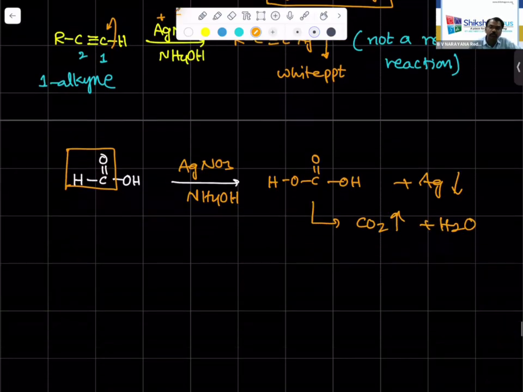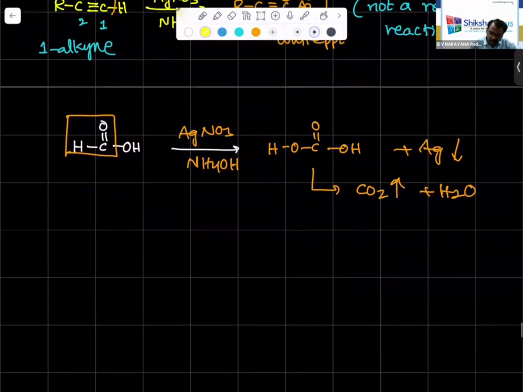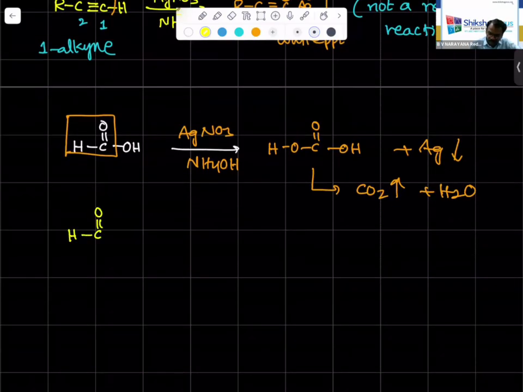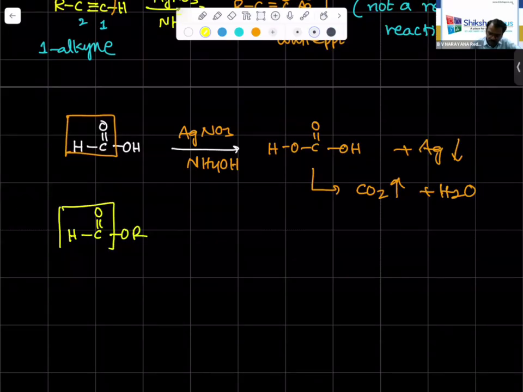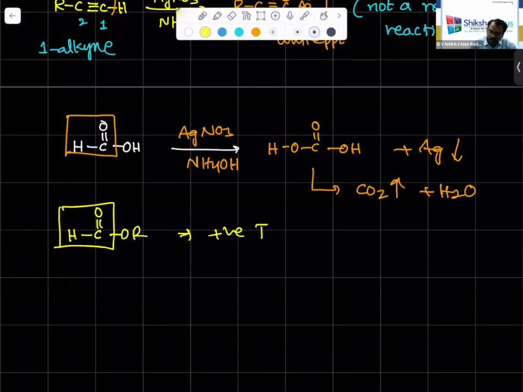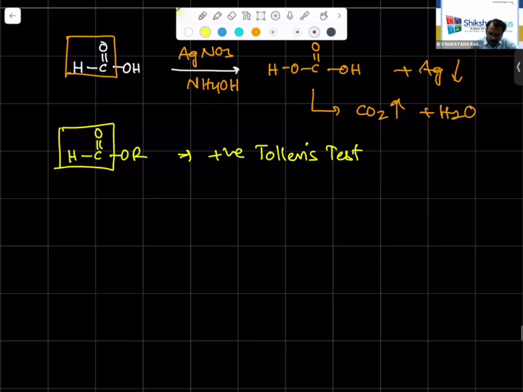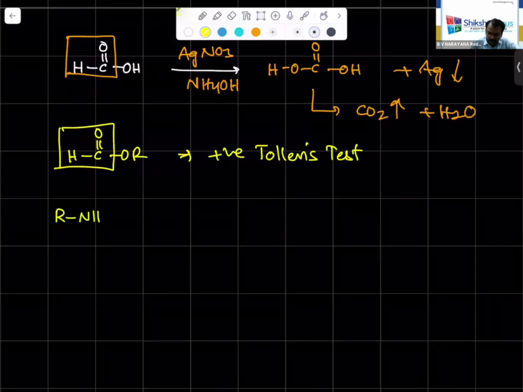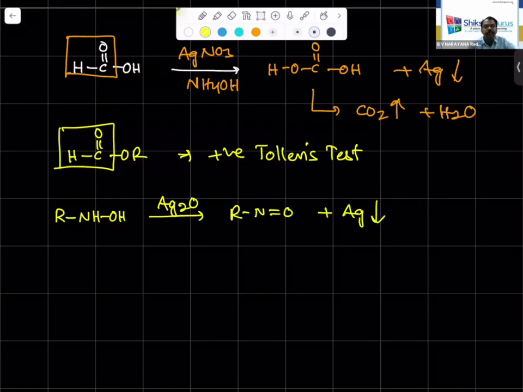Even formic acid esters also react with Tollens reagent because of this CHO group. Therefore, it is also positive towards the Tollens test. The next one is another group, NHOH. If there is an NHOH group, when it is treated with Tollens reagent, it will convert into an NO group plus silver mirror. Meaning, it is also positive towards Tollens reagent.